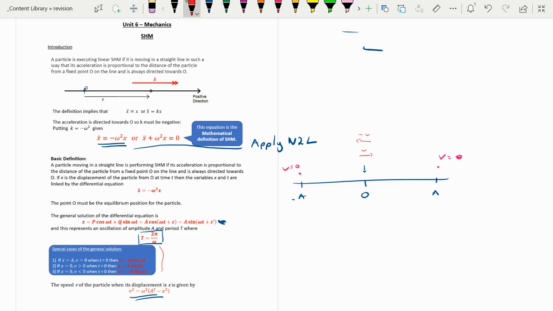But quite often, as I said, we have to prove this first one. Then we've got the speed one down here: v squared is omega squared, and then a squared minus x squared. That's my velocity at any point, and I can again quote that when I need it.